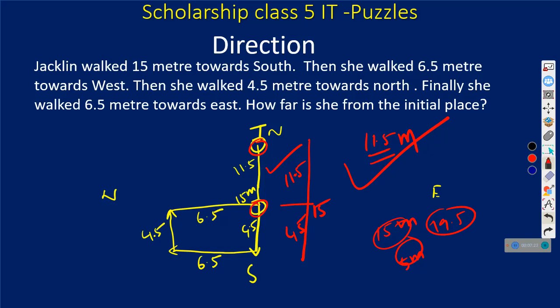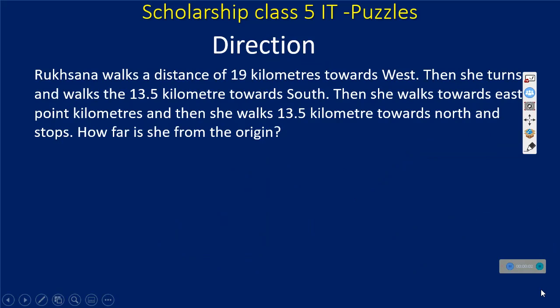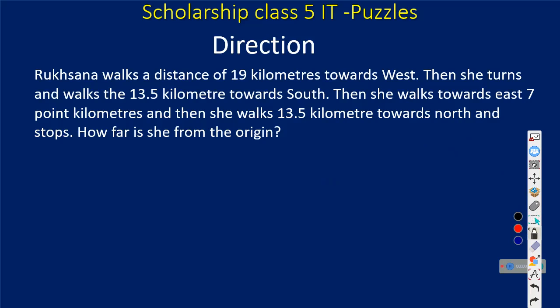Let me go ahead. Here comes the next question. Ruxana walks a distance of 19 km towards west. Then she turns and walks 13.5 km towards south. Then she walks towards the east 7.5 km. Something was wrong over there, I'll correct it. It is 7.5 kilometers. And then she walks 13.5 km towards north and stops. How far is she from the origin? This is the question. So the directions are familiar now.